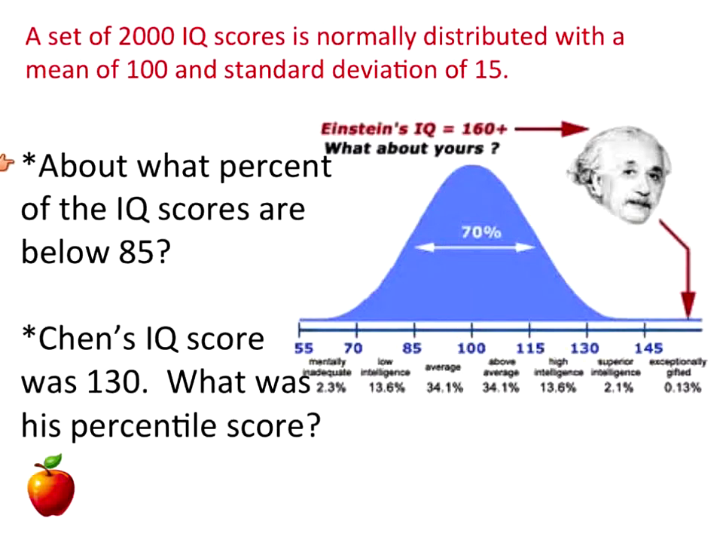So let's answer these 2 questions. It says, about what percent of the IQ scores are below 85? Let's mark up our graph. So here's 85. They want to know what percent is below 85. So take a quick minute, see if you can answer that question.